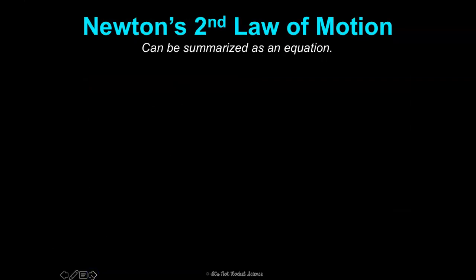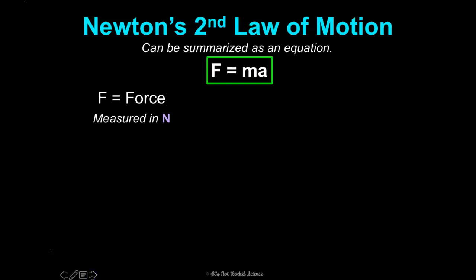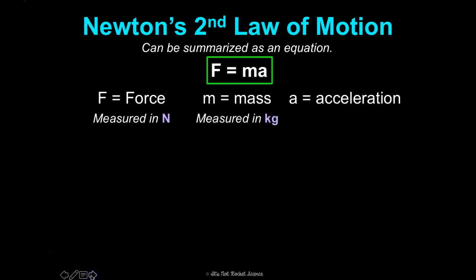Okay, so let's summarize it as an equation. I'm not sure, but many of you have probably seen F equals ma, which is just force measured in newtons, mass measured in kilograms, and acceleration measured in meters per second squared. So force equals the mass times the acceleration.